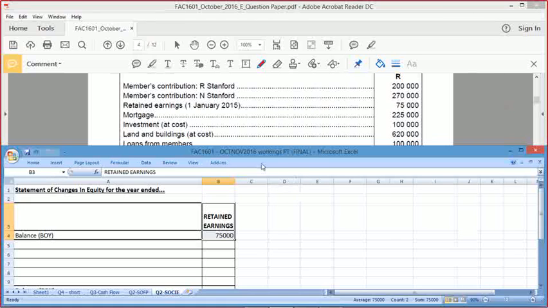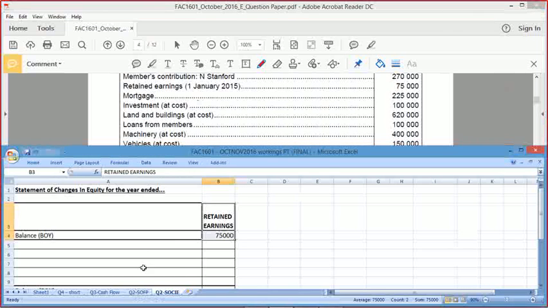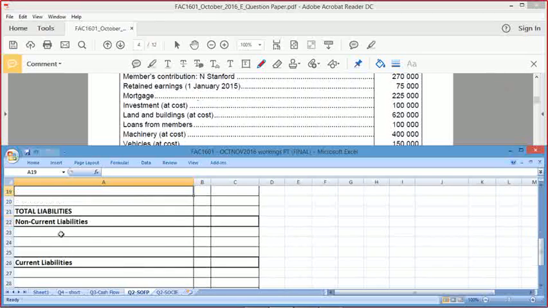Make sense? Mortgage, what is it? Mortgage is a long-term loan. Good. Where do I put it? It will be a non-current liability on the SOFP. Get your mark for showing that there. 225,000, mortgage.